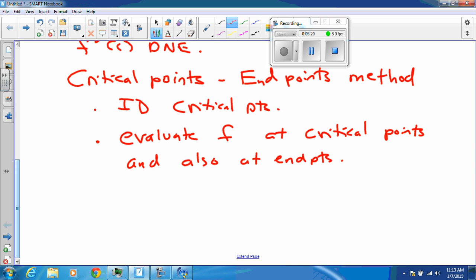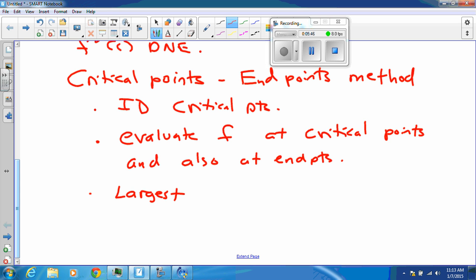Now, why do we include the endpoints? Well, the endpoints cannot be local extrema, but they could be absolute extrema if my function increases all the way up to the endpoint or decreases all the way up to the endpoint. The largest of my function evaluations is necessarily the absolute maximum.